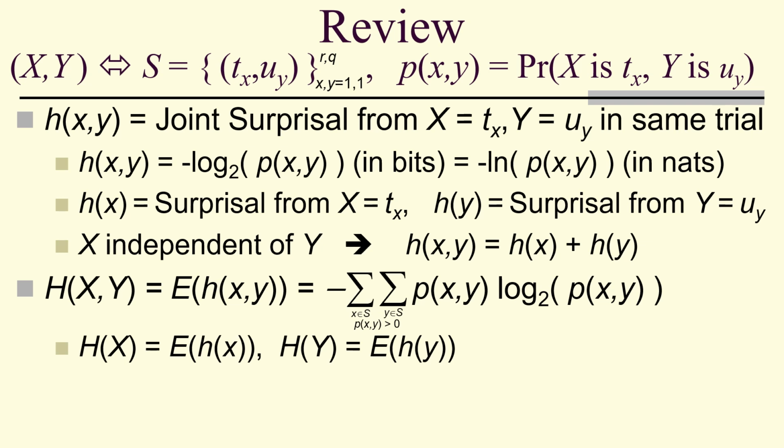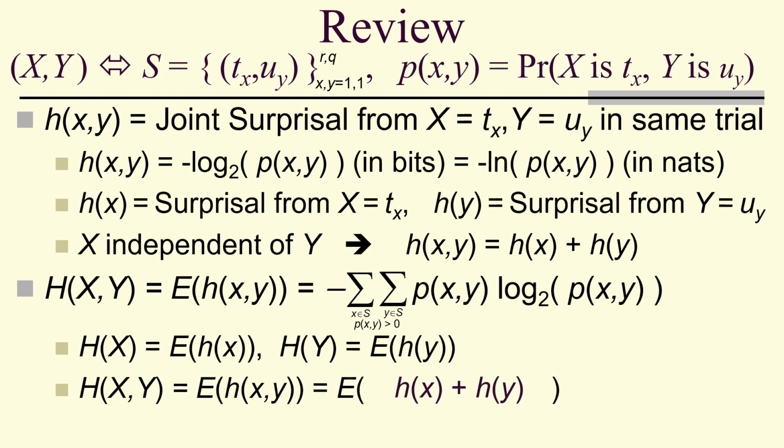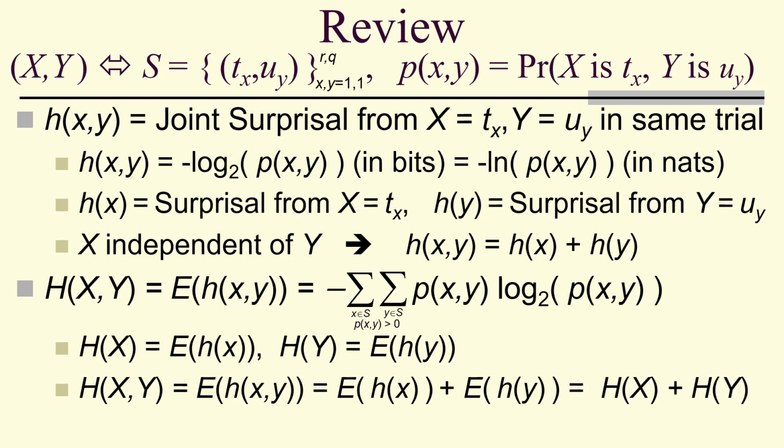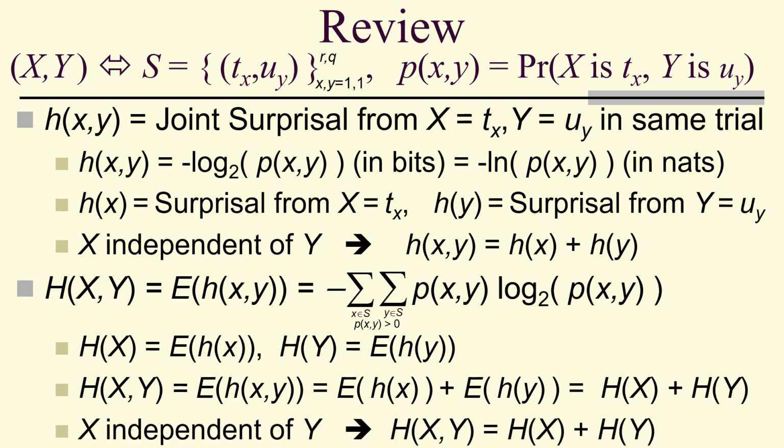So the entropy of the variable x is the expected value of h of x. The entropy of the variable y is the expected value of h of y. The joint entropy is the expected value of the joint surprisal, which, if they're independent, is equal to the expected value of the sum, which is the sum of the expected values, which means we have the sum of the entropies. In other words, if x is independent of y, then the joint entropy is the sum of the individual entropies.